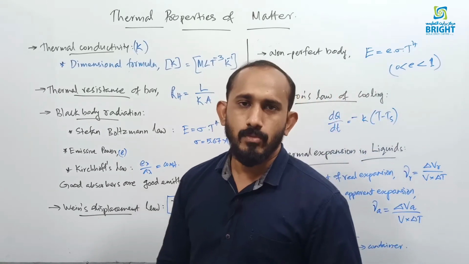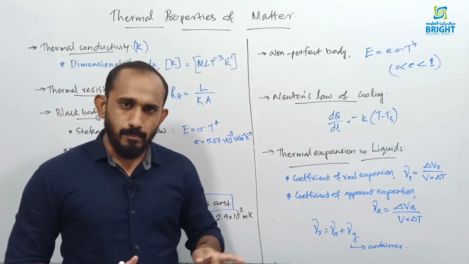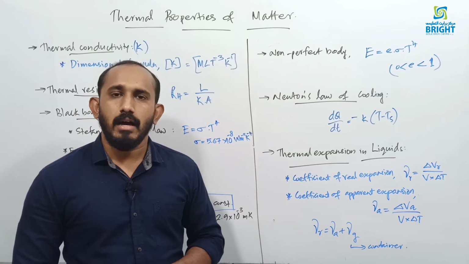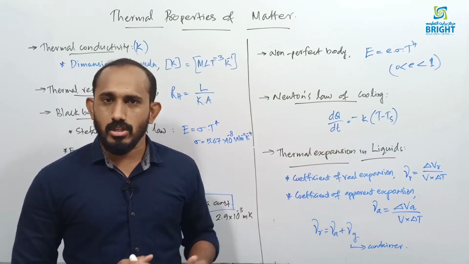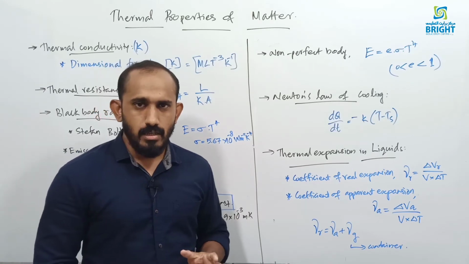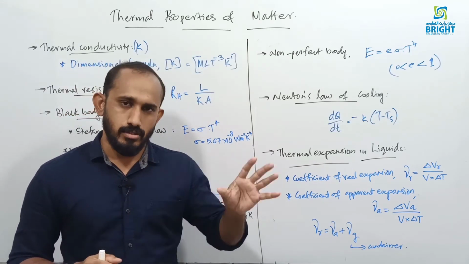So in conduction, the rate of flow of heat through a rod is directly proportional to the area of cross section, inversely proportional to length, and proportional to the change in temperature. We got it. So that's about conduction. During conduction, because of contact between two particles or two bodies, the heat transfers.